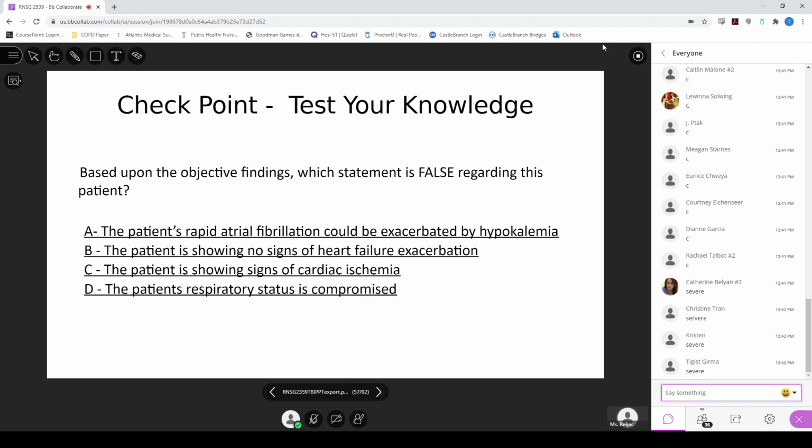Okay, based on which objective finding, which statement is false regarding this patient? A, the patient's rapid atrial fibrillation could be exacerbated by hypokalemia. B, the patient is showing no signs of heart failure exacerbation. C, the patient is showing signs of cardiac ischemia. D, the patient's respiratory status is compromised. Which one is false?